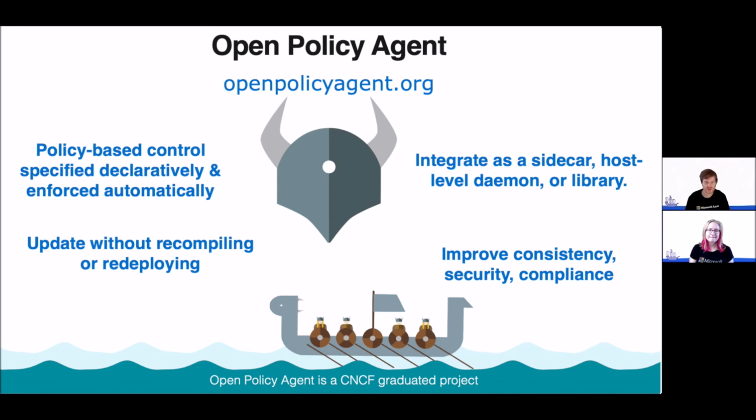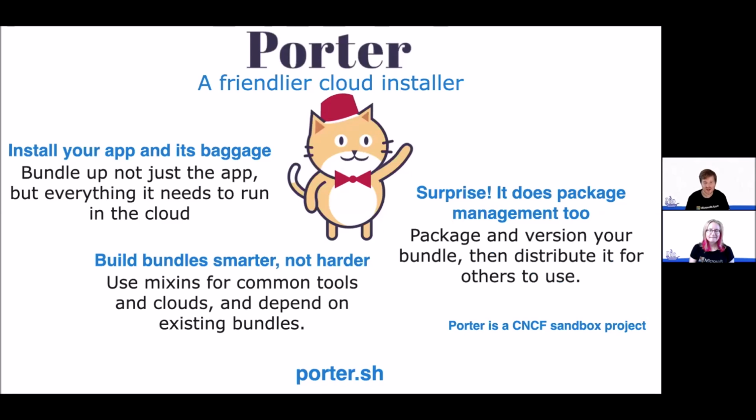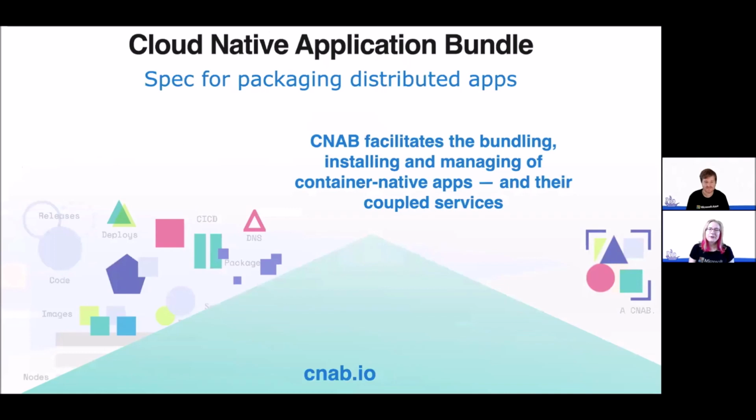There are other great tools in this project like Conftest, great for your CI/CD pipelines, and an OPA plugin for VS Code. Next up, we have Porter, the friendlier cloud installer, which allows you to declaratively define an application and its dependencies into one bundle for installation. Porter makes application reuse and distribution easier. Porter is an implementation of CNAB, which is a spec for packaging distributed apps, bundling, installing, and managing of container-native apps and their coupled services.